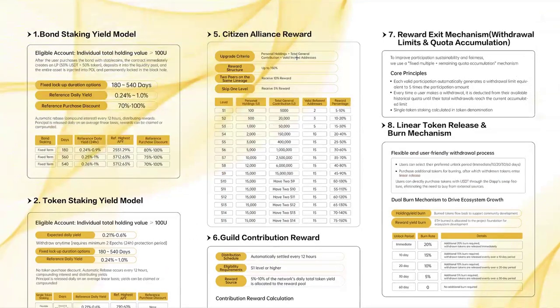So let's talk about the Citizen Alliance reward. Basically, this is the rank reward. There are three criteria that you need to meet in order to reach these different ranks. What's important to understand is that there are 15 different ranks from S1 to S15. Personal holdings, this is how much you personally staked. Total general contribution, this is your minor sales. It's termed as minor sales, or you could look at it as your small market or your secondary structure.